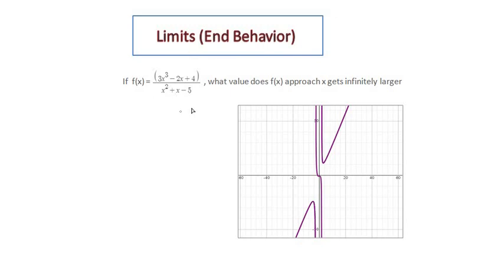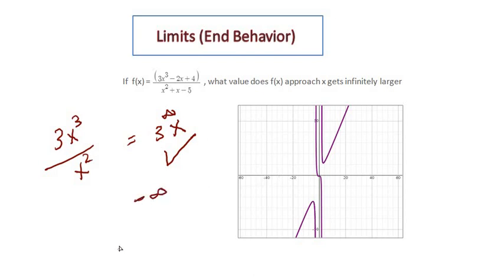And if you remember, we said in this case, we don't have a horizontal asymptote. Because if we divide 3x cubed over x squared, this is 3x, and this function does not have an asymptote because it's a linear function. Here, as x gets infinitely larger, the function will approach infinity. Also, as x gets infinitely smaller, the function will approach negative infinity.